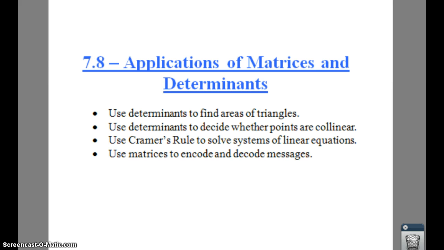7.8 applications of matrices: determinants. Using determinants to find areas of triangles.